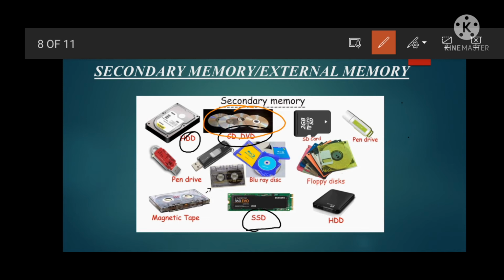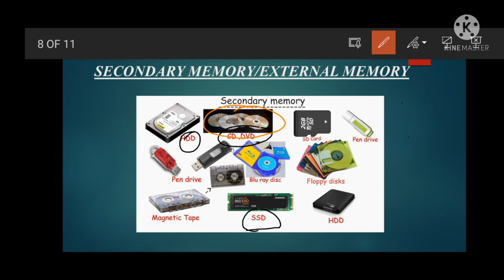And then DVD. We call it digital versatile disc, or you can also call it digital video disc. It is very similar to a CD-ROM in that you can only read data from it. Okay, so the main difference is that the DVD can store much more data than a CD-ROM.